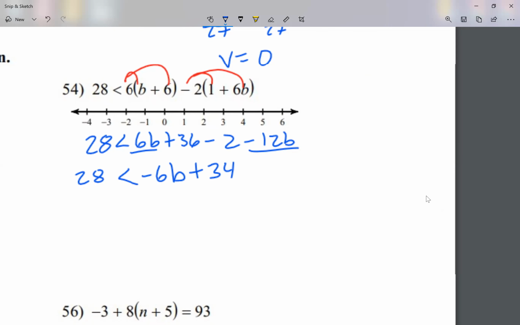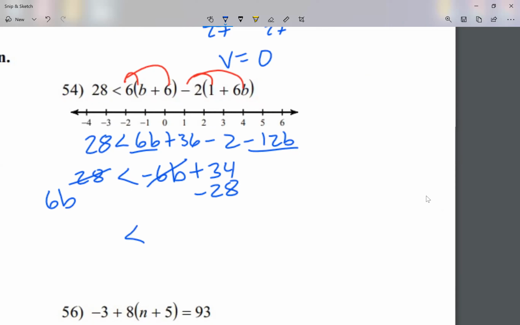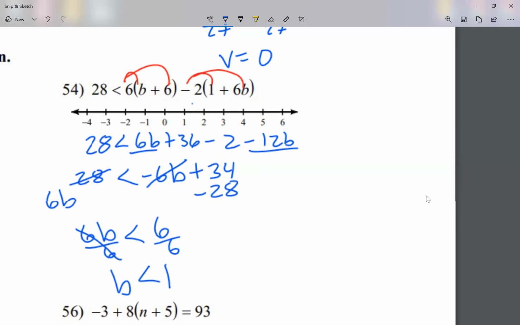Okay, I want letters on the left side. So this -6b, I'm going to move it as a positive 6b. This 28, let me move it over as a -28. Don't forget to switch the signs. So there's my inequality sign. On the left, I have 6b. On the right, 34 minus 28, that's 6. Let me divide by the number in front of the letter. So I get that b is less than 1. Open circle 1. In this case, I go to the left.